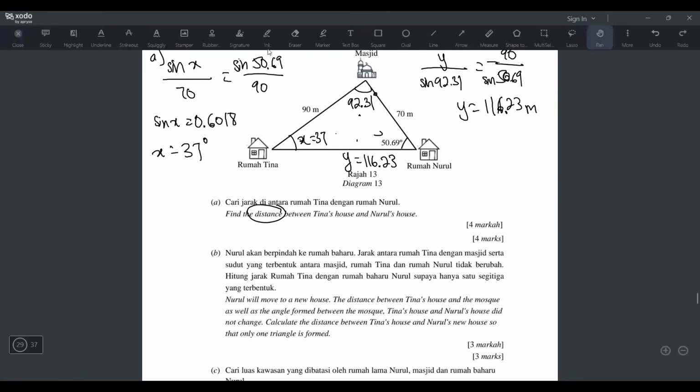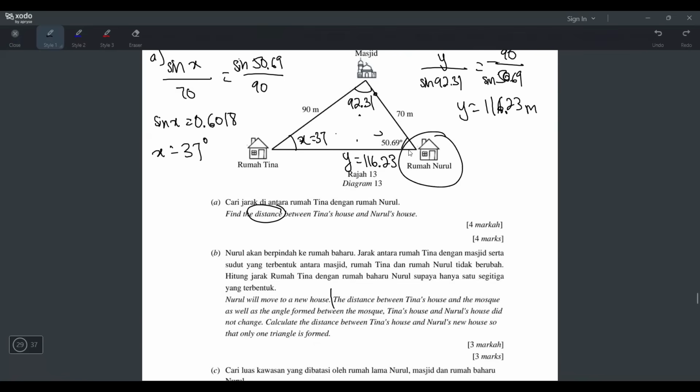Okay, now we can scroll down and do B. Let's read. Nurul will move to a new house. So where's Nurul? This one, Nurul. She will move to a new house. The distance between Tina's house and the mosque, as well as the angle formed between mosque, Tina's house, and Nurul's house, did not change. Calculate the distance between Tina's house and Nurul's new house so that only one triangle is formed. Okay, I think this is an ambiguous case, but I'm not too sure because I never read carefully the first time. Let's read carefully again.